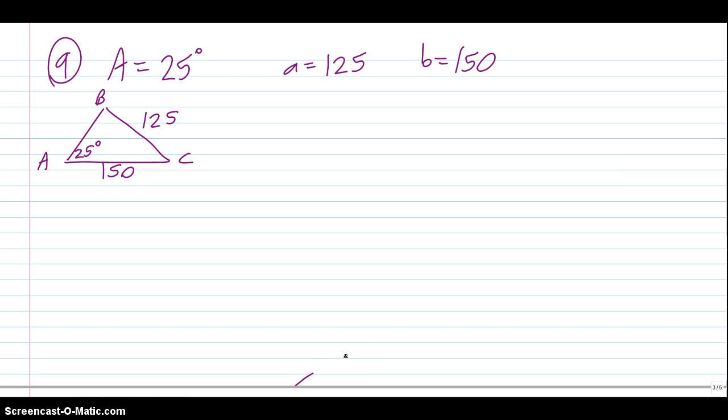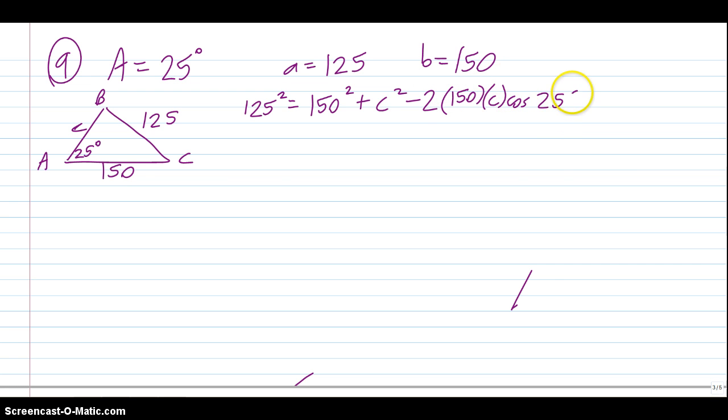You'll notice this is a side-side-angle case. This is the bad case, the one that could have 0, 1, or 2 triangles. I notice that the side across from the angle given is shorter than the adjacent side, which means this could be either 0 triangles, 1 triangle, or 2 triangles. We're going to have to figure it out using law of cosines, starting with the side across from the angle we're given. So we're trying to find C. So 125 squared equals 150 squared plus C squared minus 2 times 150 times C times the cosine of the angle we started with.